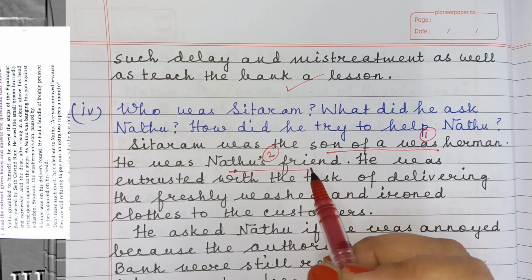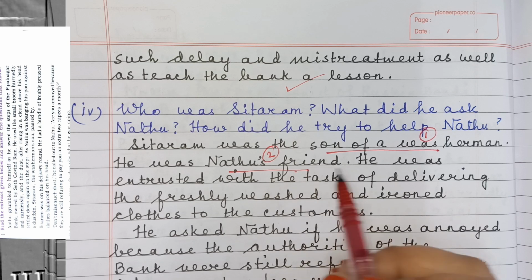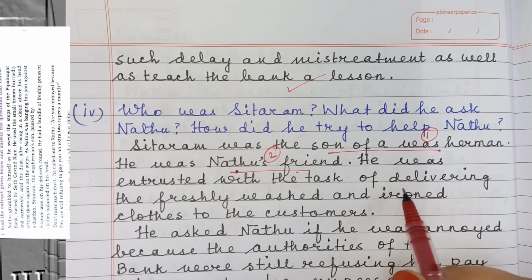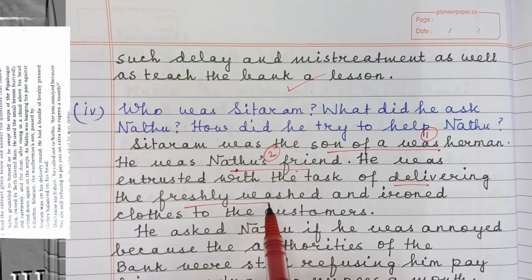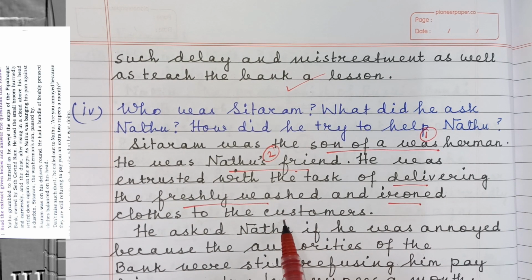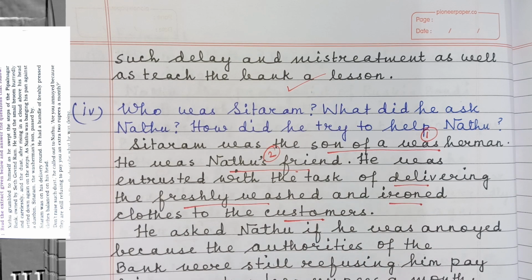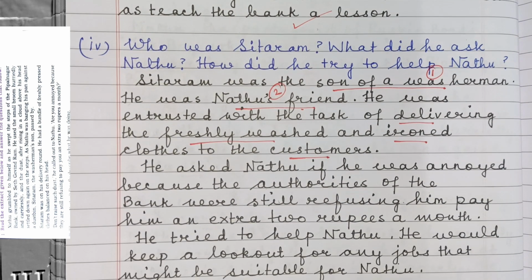एक एक्स्ट्रा पॉइंट ऐड कर दोगे. He was Nathu's friend. He was entrusted, he was given the task of delivering the freshly washed and ironed clothes to the customers. So this was Sitaram. What did he ask Nathu? उसने नाथू से क्या पूछा?